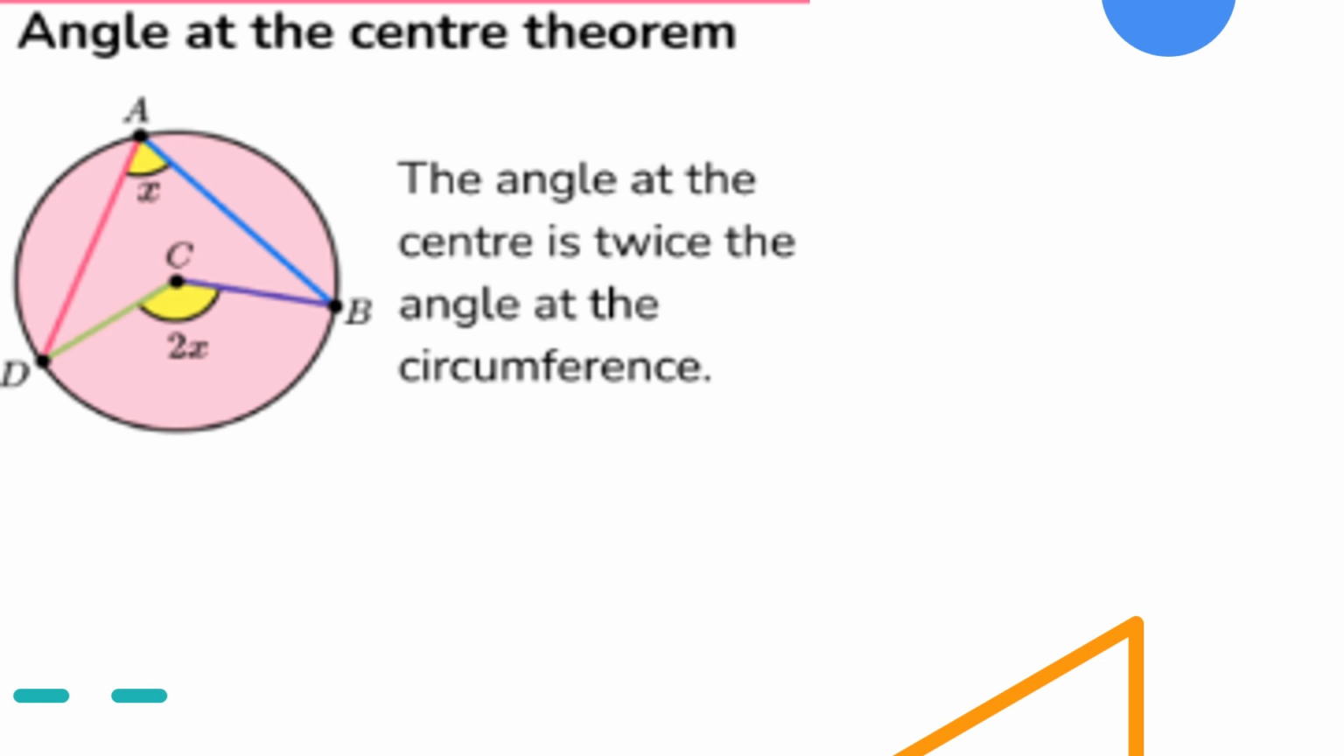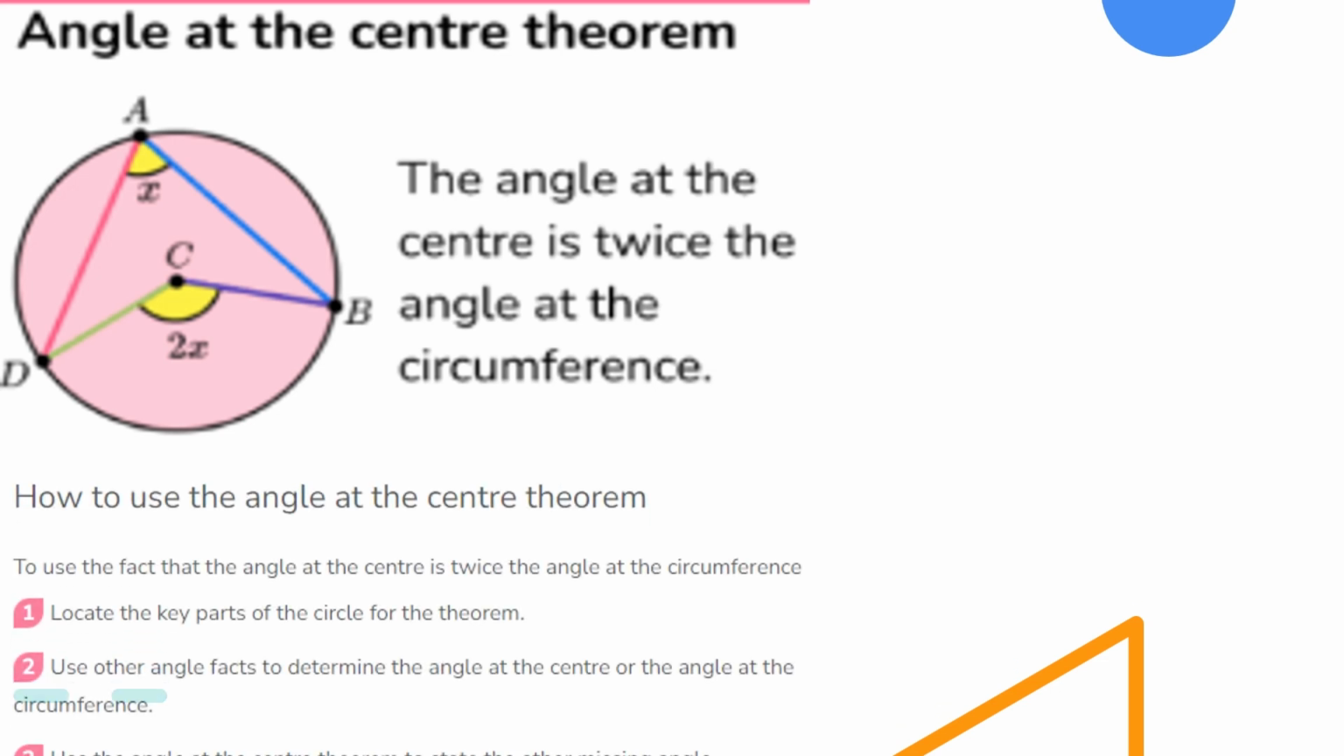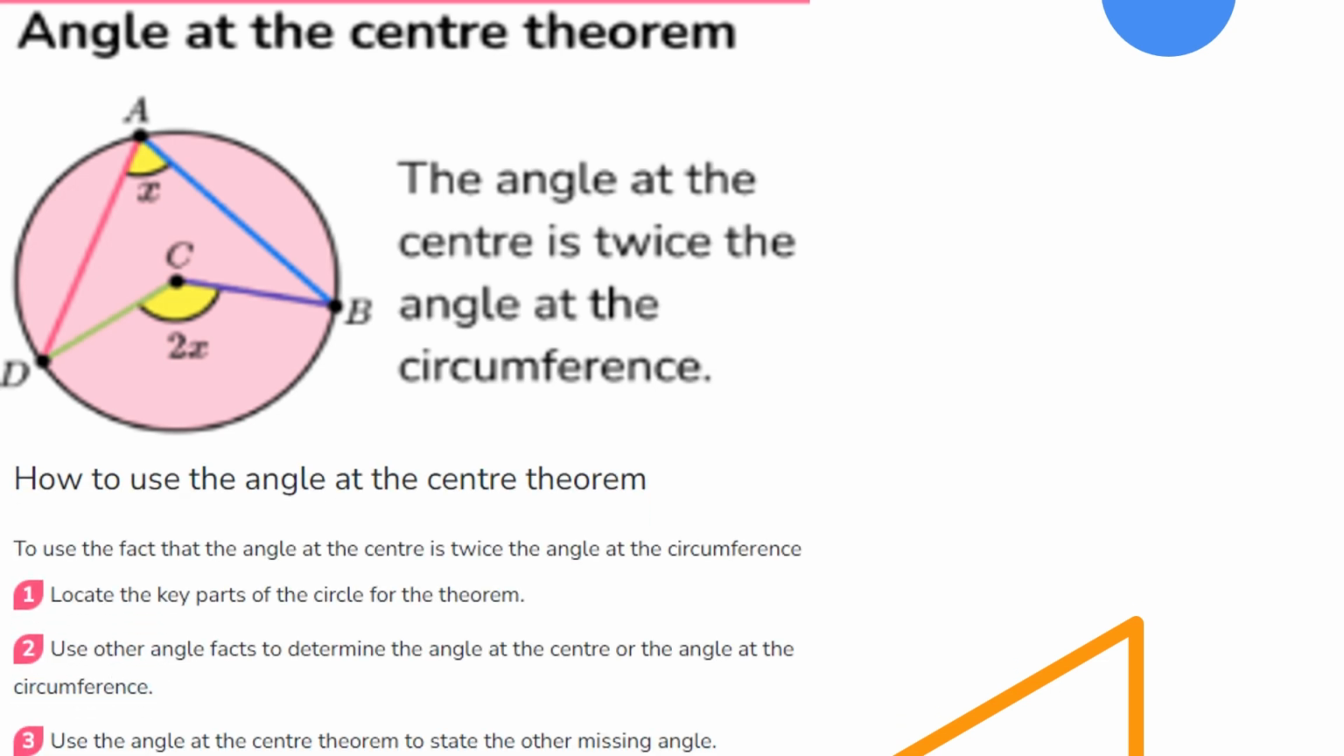Angle at the center theorem. The angle at the center is twice the angle at the circumference. How to use the angle at the center theorem. Number 1, locate the key part of the circle for the theorem. Number 2, use the other angle facts to determine the angle at the center or the angle at the circumference. Use the angle at the center theorem to state the other missing angle.